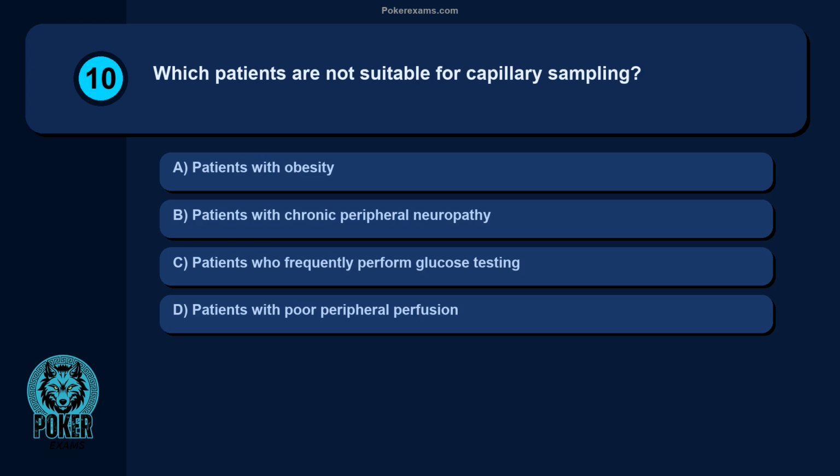Question 10. Which patients are not suitable for capillary sampling? Patients with obesity. Patients with chronic peripheral neuropathy. Patients who frequently perform glucose testing. Patients with poor peripheral perfusion.